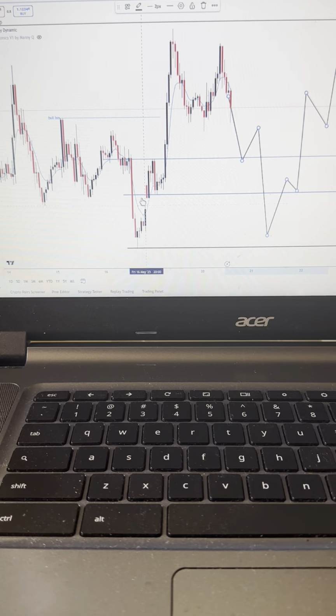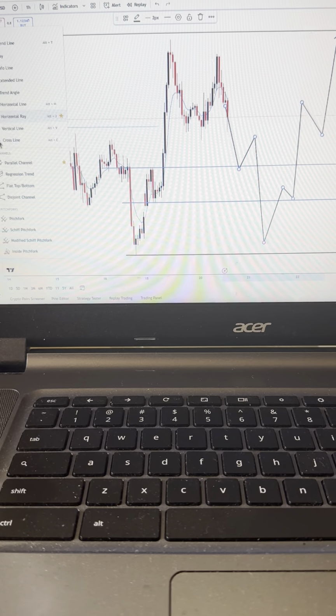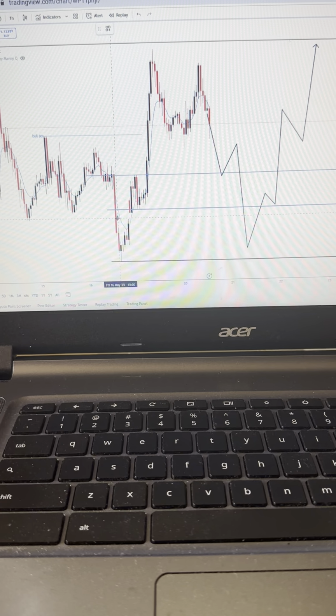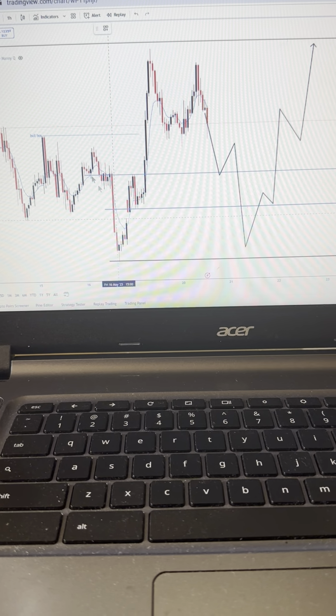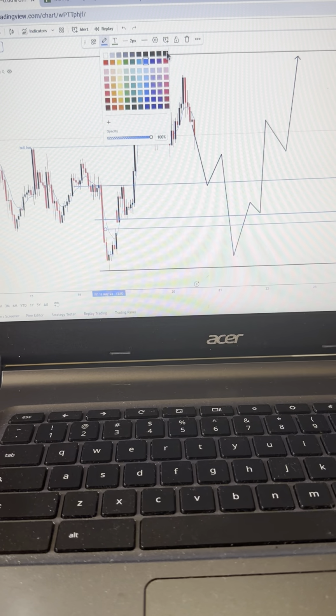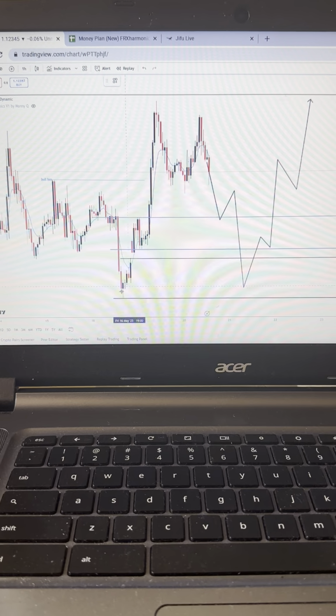But most likely we want to see this gap get filled. So it may be this lower zone that we'll be looking at here, and this will place us in a nice discount area. Let me see what this filled area looks like here. Let me see what's going on.